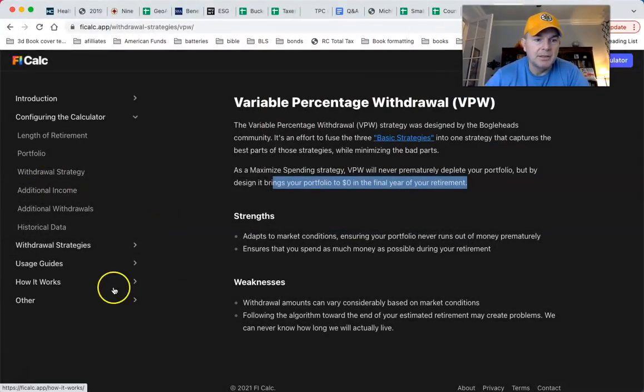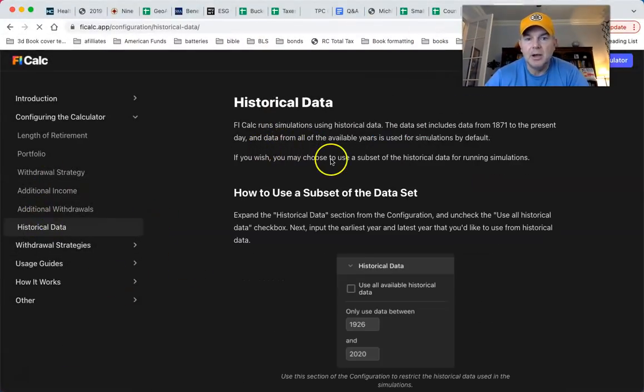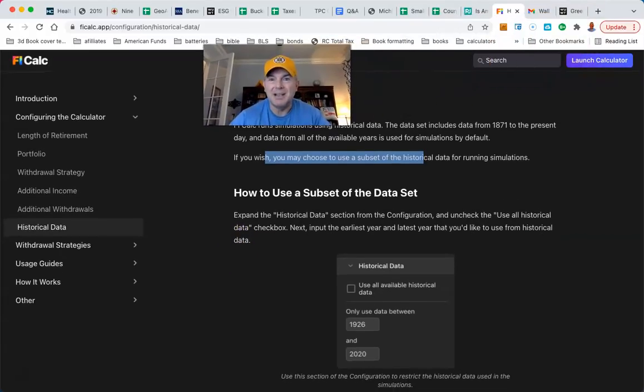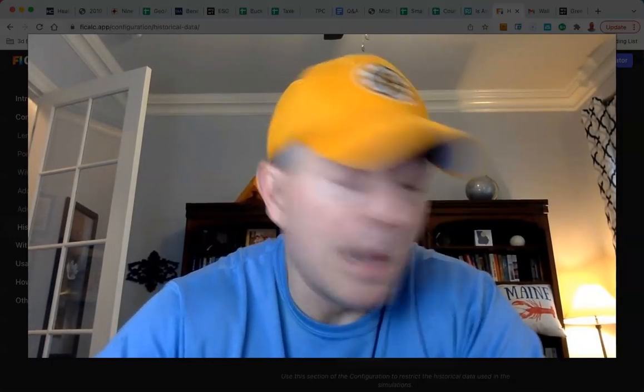All right, so let's just go back. The drawback, again, is historical data. Anytime we're using historical data, back testing to project that into the future is always problematic for me. Run simulations using historical data. The data set includes data from 1871 to the present day, and data from all of the available years is used for simulations by default. If you wish, and this is cool, you may choose to use a subset of the historical data for running simulations. Now, that's freaking cool. I love that. But still, I always get a little bit nervous when I use historical data, because projecting that into the future concerns me with the low interest rates that we have right now. But it's freaking awesome, dude.